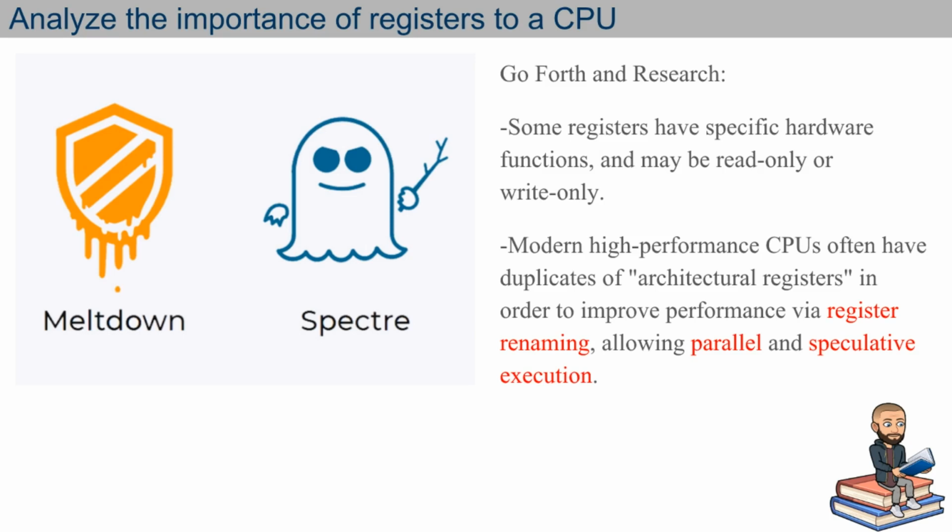But the big fact that should seed some curiosity in you is that modern high-performance CPUs have duplicates of architectural registers, and they have these duplicates in order to improve performance. The way they improve performance is through something called register renaming. Another strategy is to use parallel processing. But the thing most related to cybersecurity here is speculative execution. The fact that the architectural designers of these chips created this ability to speculate on what's to be executed next has given rise to the Spectre and Meltdown vulnerabilities.